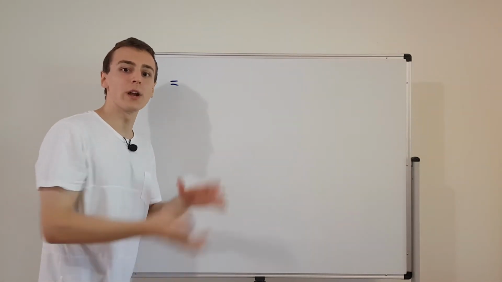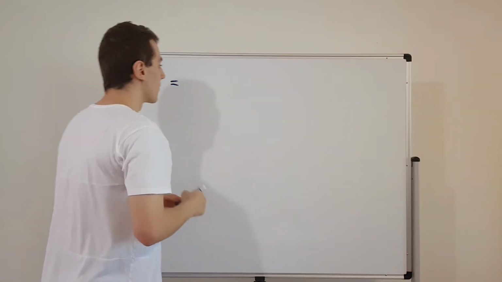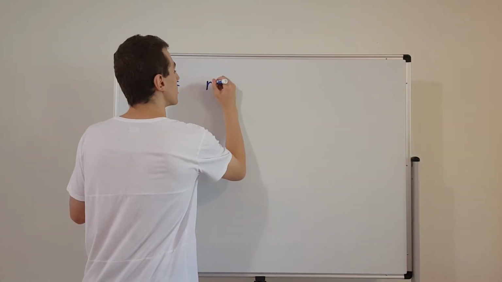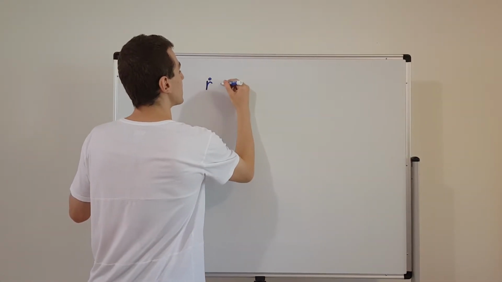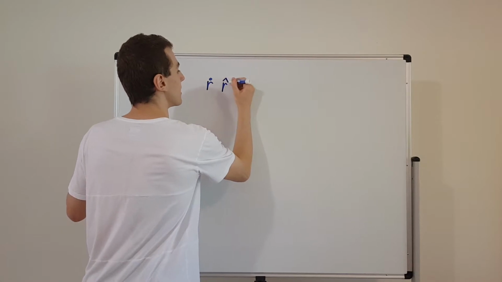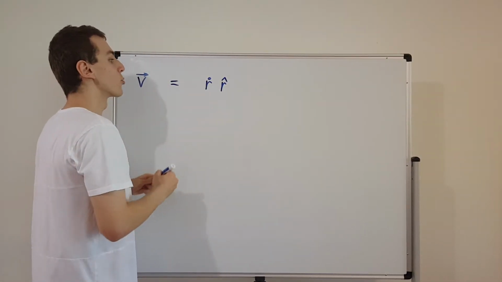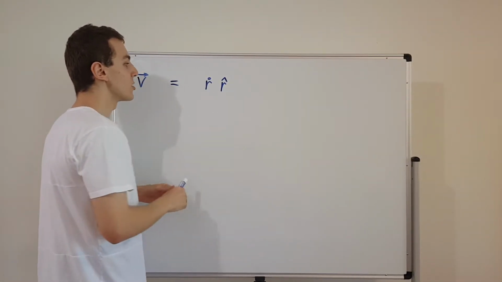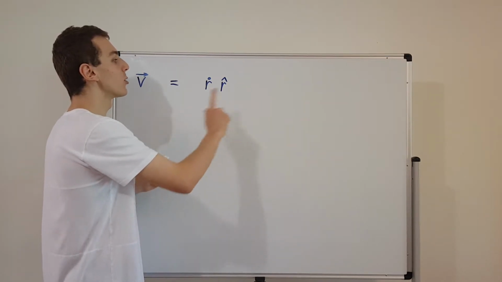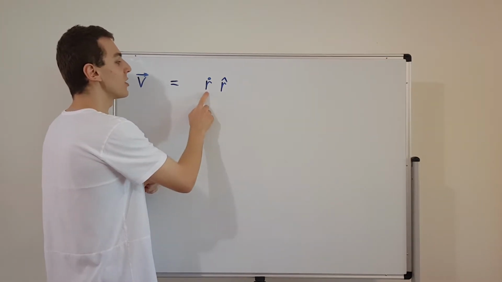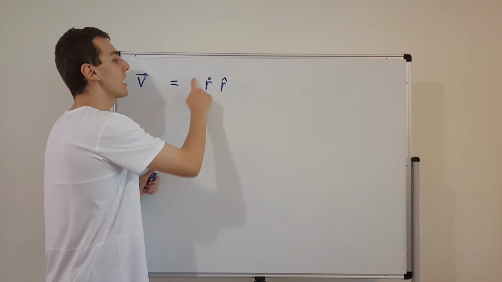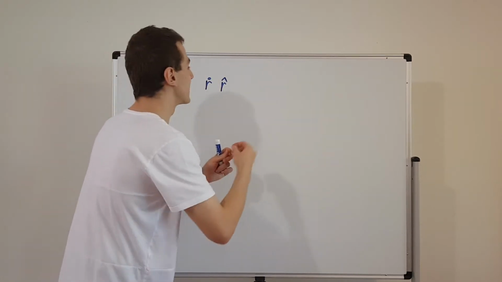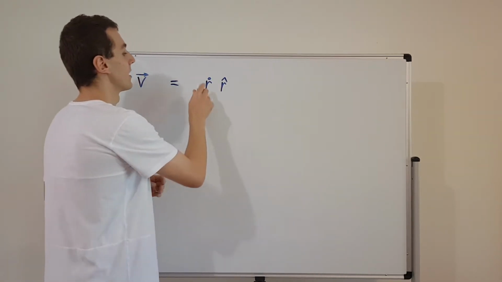I'm going to write the radial direction first. So first we have r dot times r hat. So r hat is the radial unit vector. It's the unit vector that always points in the radial direction. And this over here, this is r dot. That is the time derivative of the radial distance away from the origin.